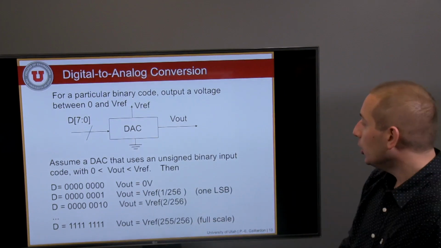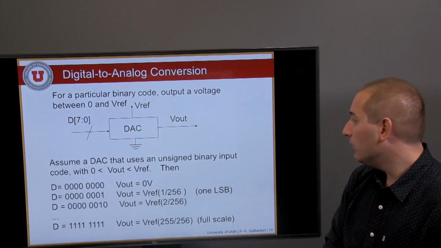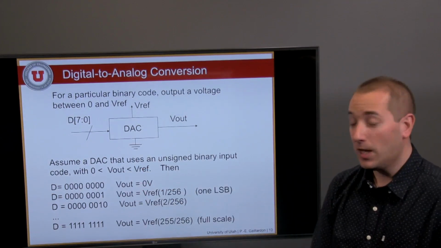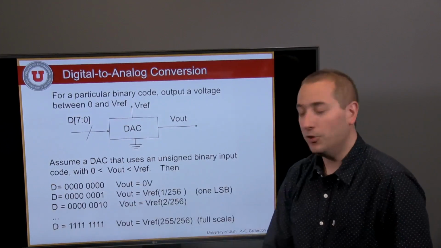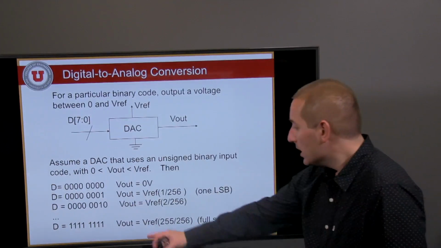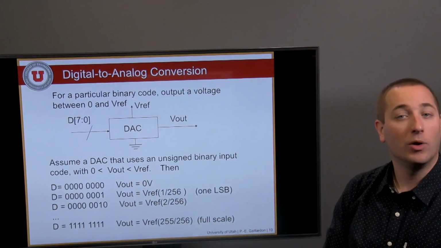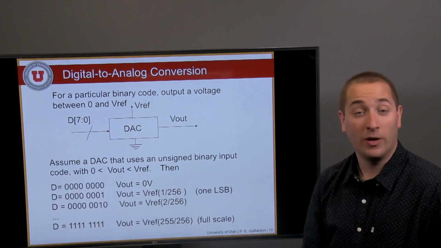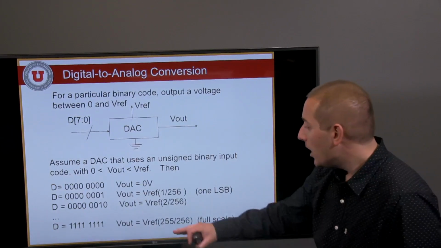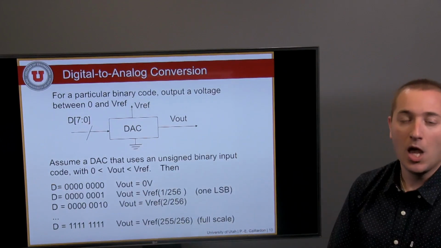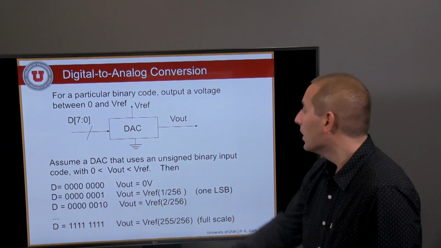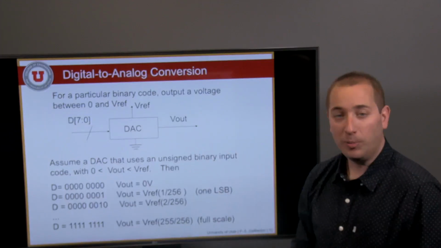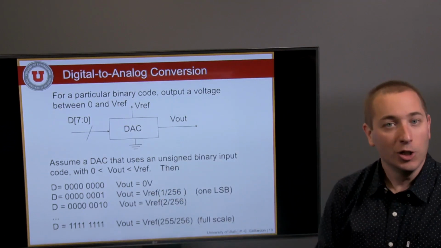Let's assume that the DAC uses an unsigned binary input code where Vout is in between V0 and Vref. Then, when the signal D is equal to 0, the Vout should be equal to 0. If D is equal to 111..., the Vout should be Vref multiplied by 255 divided by 256, which is the full scale, and otherwise you get everything in between. So basically, in that kind of system, Vout is equal to Vref multiplied by D divided by the full resolution of your input.